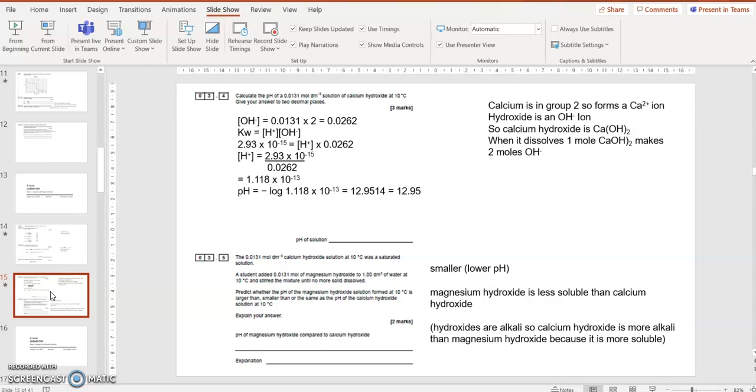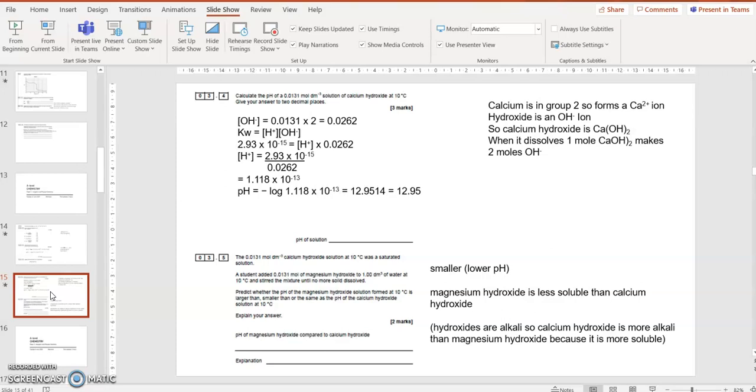So the concentration of calcium hydroxide is 0.0131, but when it dissociates, it makes 2 moles of OH minuses. I need to multiply that by 2 to get the OH minus concentration. Use Kw then. Kw converts H plus into OH minus, or OH minus into H plus. Plug in the OH minus concentration and Kw and work out H plus.